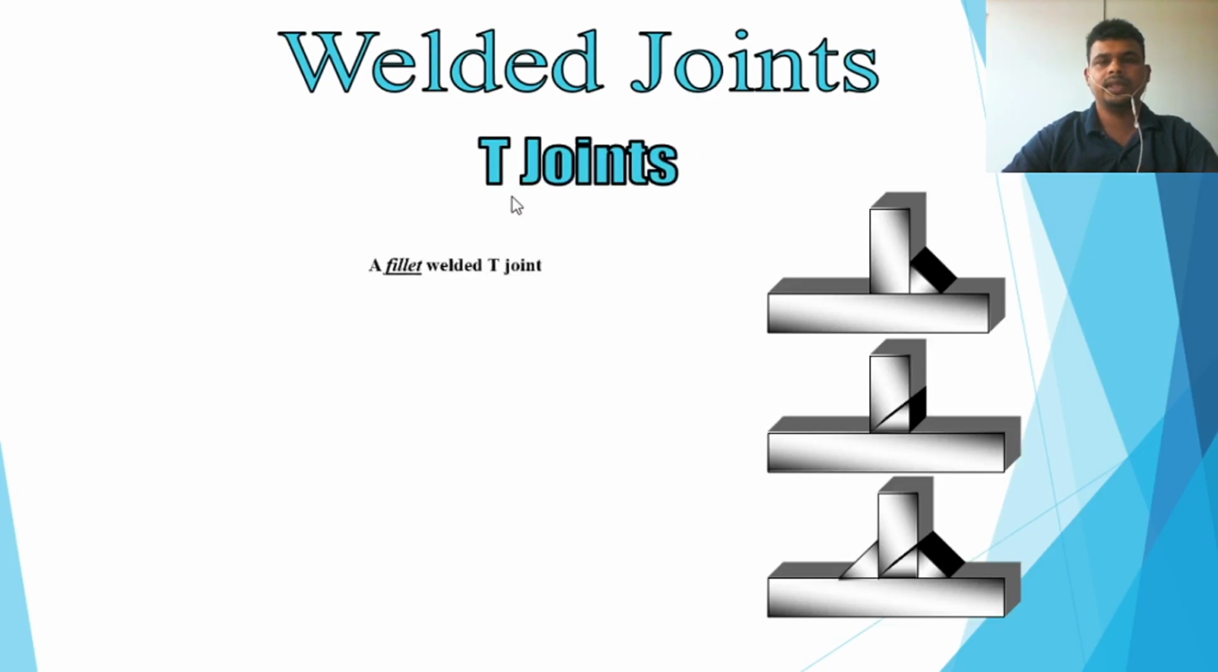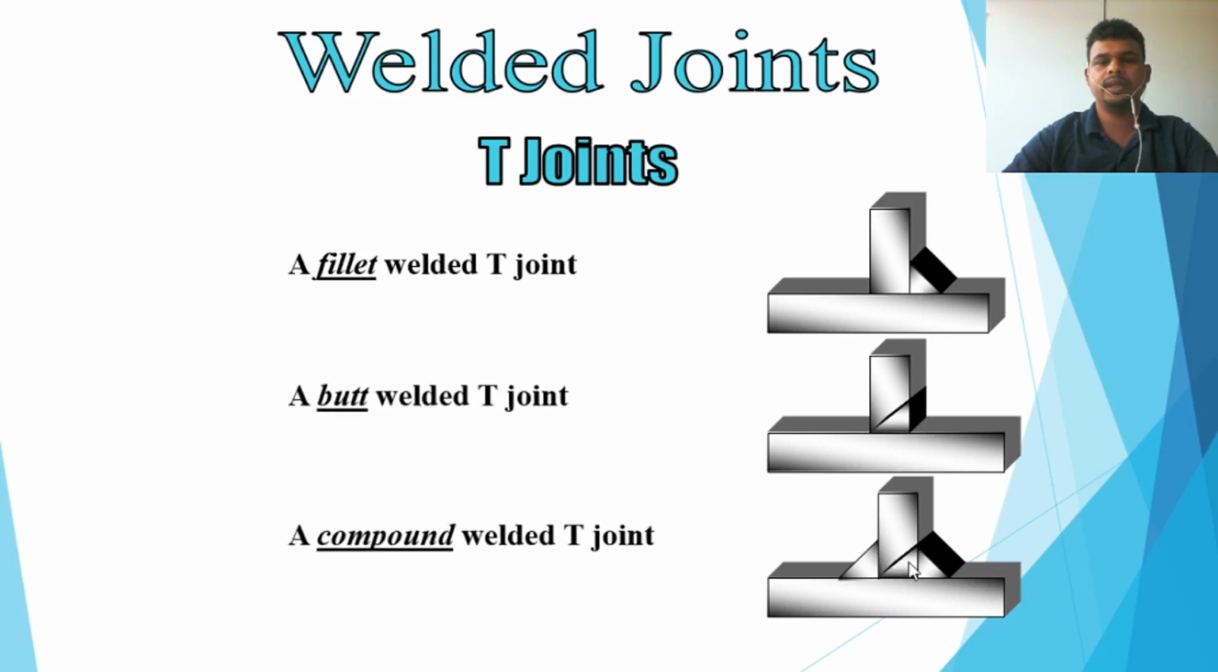Next one is the T joint. So you can see the T joints. This is the fillet weld T joint. This is the butt weld T joint. And this is the compound welded T joint. So you can see here the fillet weld, butt weld, fillet weld. So this is the compound weld T joint.